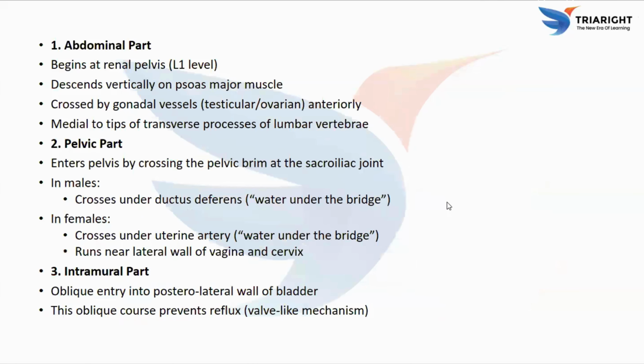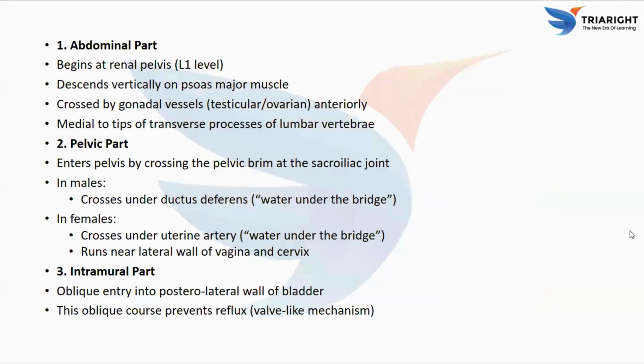Okay. Now we will discuss the parts of the ureter briefly. What is the abdominal part? It begins at the renal pelvis, at lumbar level 1. The ureter starts where the kidney narrows into the funnel called the renal pelvis. This happens around L1, the first lumbar vertebra level. It descends vertically on the psoas major muscle, a large muscle in the abdomen. And then it is crossed by the gonadal vessels anteriorly.